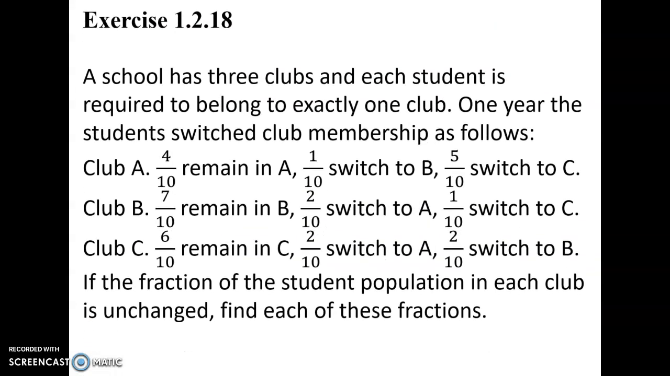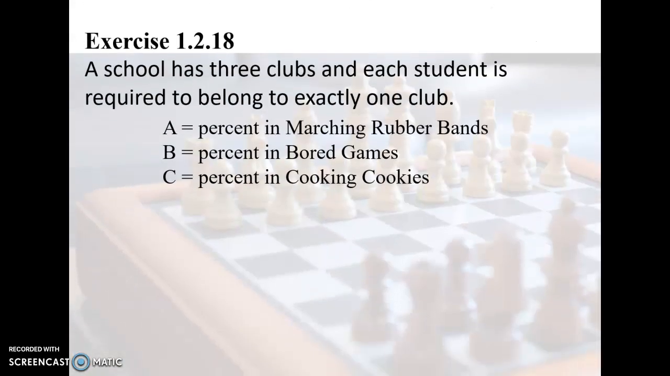So the question is a pretty scary one with fractions. Let's see what equations we can get from this and see what we can do with fractions. I just started with the very first sentence: the school has 3 clubs, and each student is required to belong to exactly one club. So if we're looking at the percent in A, B, and C, it has to add up to 1, or 100%.